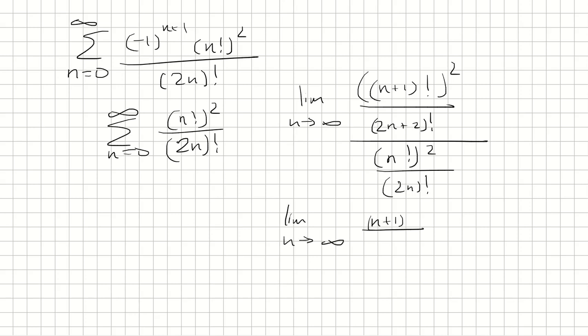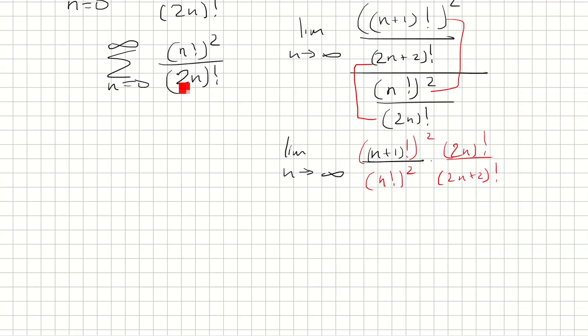So this is what I'm going to do. I'm going to pair these guys up. So these two go together, and then these two will go together. So (n plus 1 factorial) squared over (2n factorial)... over (n factorial) squared, I mean. And then 2n factorial over (2n plus 2) factorial.